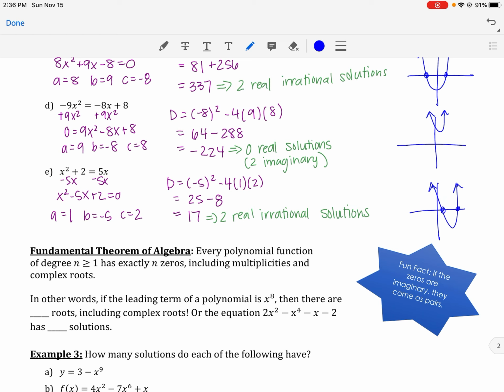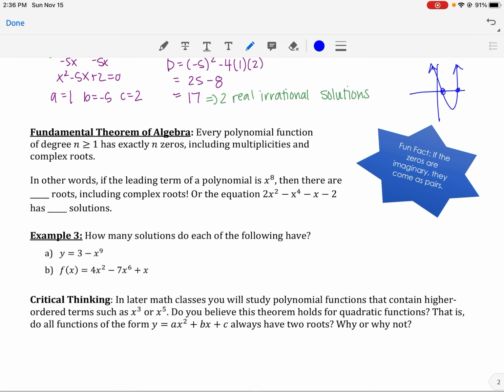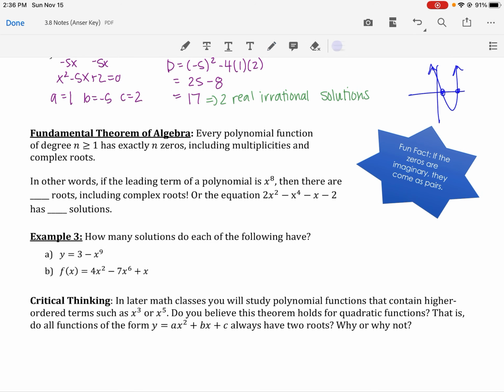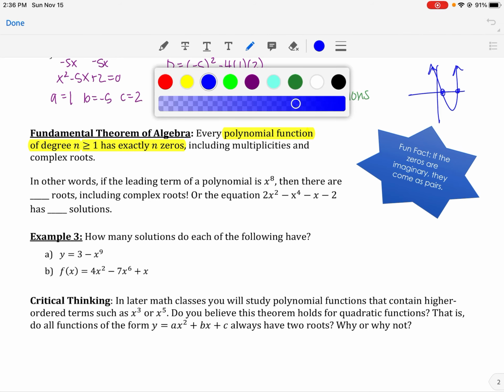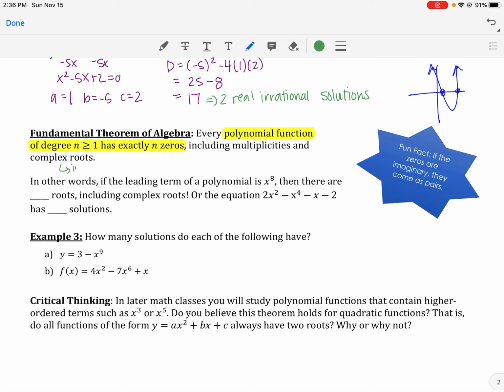Okay. So something that kind of goes along with this is just what we call the fundamental theorem of algebra, which says every polynomial function, so that means like x to some power, of degree at least 1 has exactly n zeros. And that can include multiplicities or complex roots. So complex roots is another way to say like, hey, ones that have imaginary numbers as part of it.